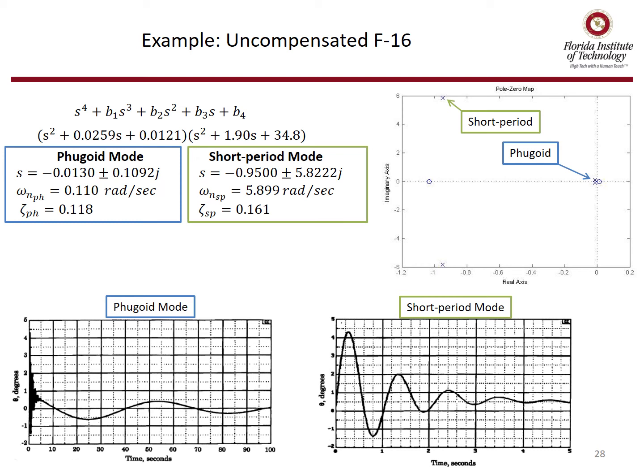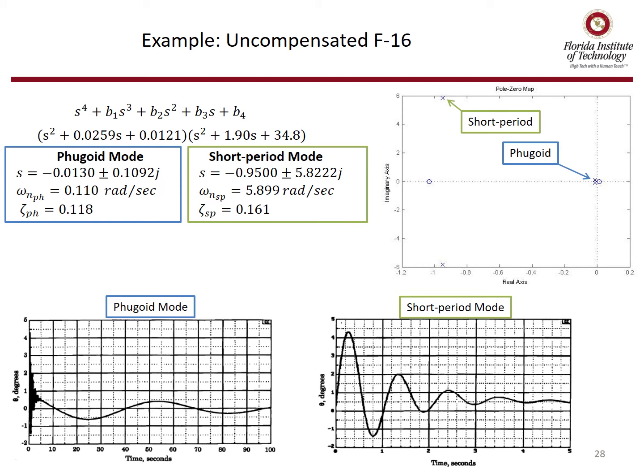The phugoid, on the other hand, is really close to the origin. But that makes sense, because its x-coordinate is minus 0.01, and its y-coordinate is plus or minus 0.1092. So the phugoid mode, again, is real close to the origin, and the short period is away from the origin on the S-plane. Next, we'll look at the time histories.